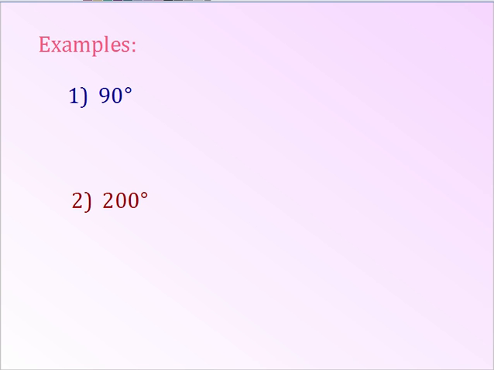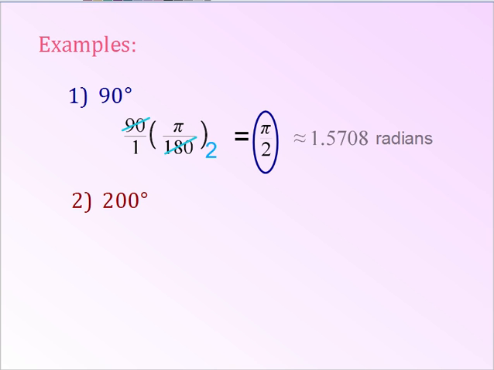So let's go through a couple quick examples. Let's change 90 degrees into its radian measure. If I multiply that by pi over 180, I can reduce 90 over 180, which is the same as 1/2. And when I multiply that by pi, I get pi over 2 radians. If I change that to a decimal, if I do pi divided by 2, I get about 1.5708 radians. So it's about 1.5 as long as the radius is.